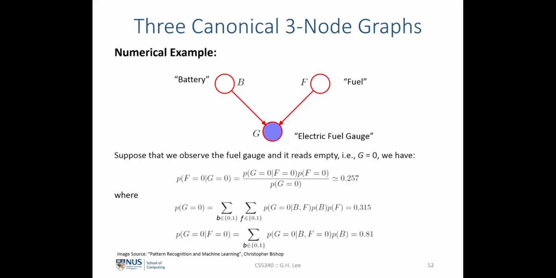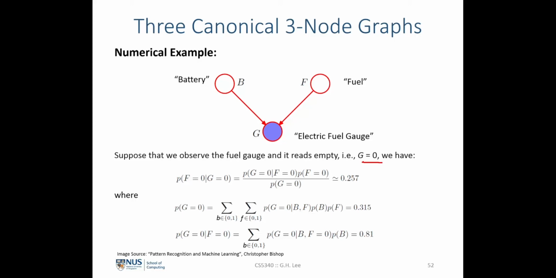Now suppose that we observe the fuel gauge and it reads empty, that is G equals 0. We want to compute the conditional probability that the fuel tank is really empty, conditioned upon the gauge reading empty right now. And that would be given by using Bayes' rule. That would be given by this probability over here, where this is the likelihood of G equals 0, conditioned upon F equals 0, multiplied by the prior probability that the fuel tank is really empty, divided by the marginal probability of G equals 0.